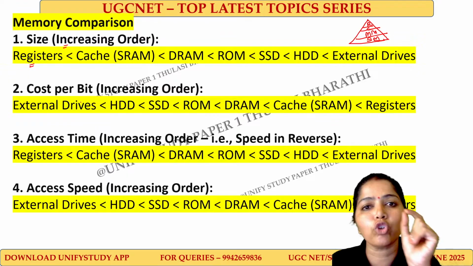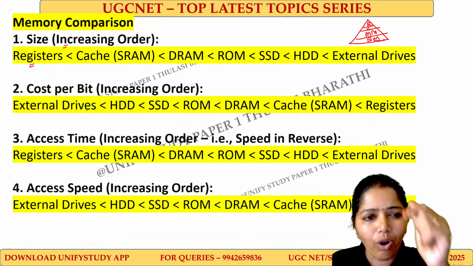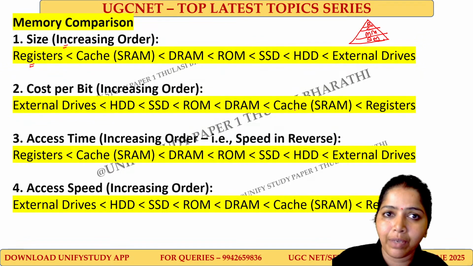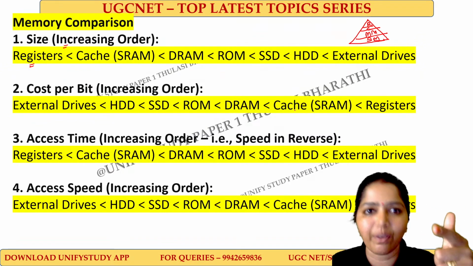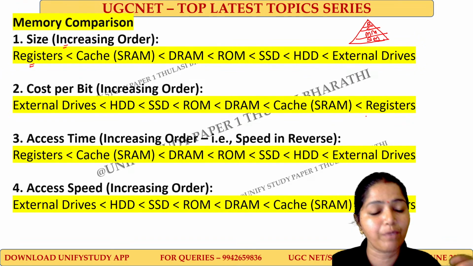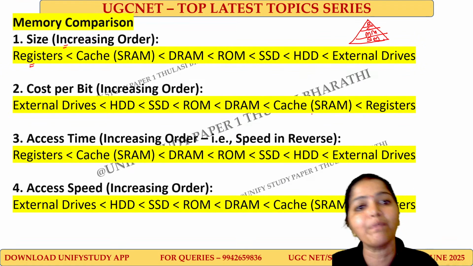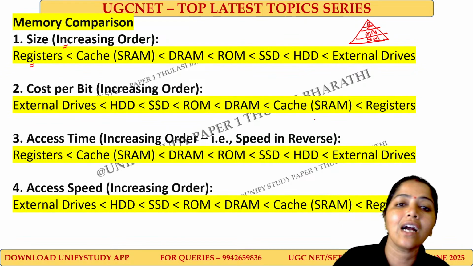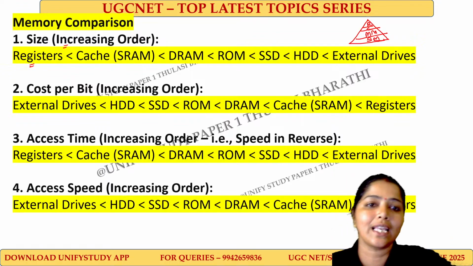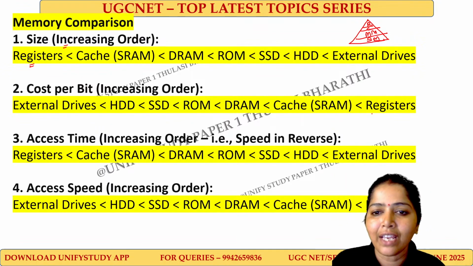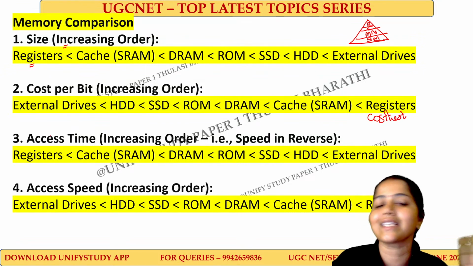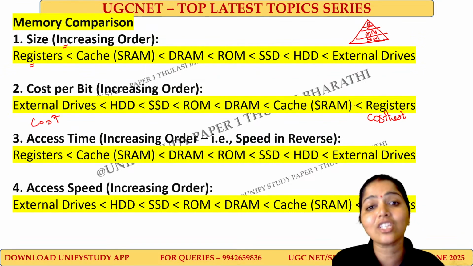And with respect to cost, when you go inside the laptop or system, the price will be very high. If any problem occurs and you want to add any extra RAM, it will be costlier than taking an external hard disk. You understand? That's why register is very costly compared to an external drive. Here register is said to be the costliest compared to the external. This is cost and this is costliest.